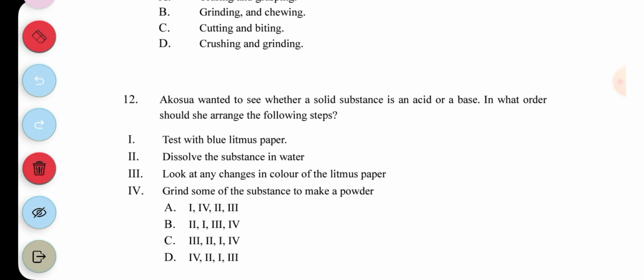Question 12. Akosua wanted to see whether a solid substance is an acid or a base. In what order should she arrange the following steps? So first, she's supposed to grind some of the substance to make powder. Then 2, she's supposed to dissolve it in water. Then 3, she's supposed to test with a blue litmus paper. Then 4, she's supposed to look at any changes in color of the litmus paper. So the answer to question 12 is D.